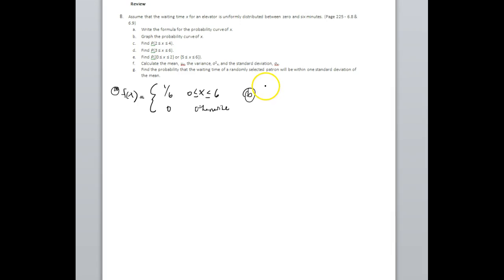Graph the probability curve of x. So we said that it's defined between 0 and 6. So here's 0, here's 6. And we know, because the function value is constant, that the height of the curve is 1/6. So this is the graph.